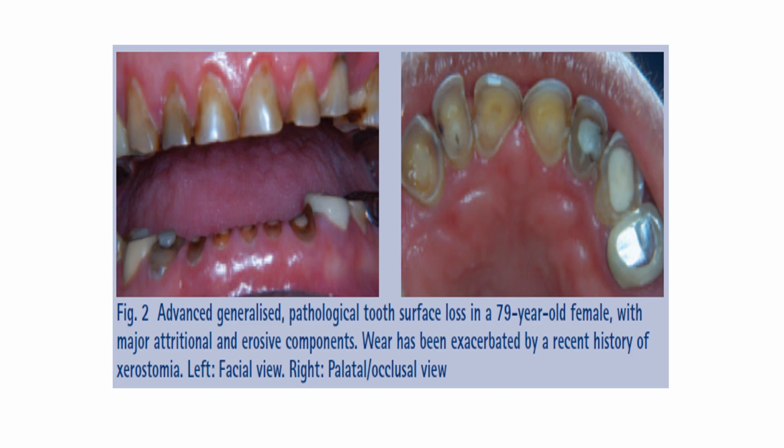This is the diagram which shows the different types of erosion cavities. So that is advanced generalized pathological tooth surface loss in a 79-year-old female with major attritional and erosive components, which has been exacerbated by the recent history of xerostomia. So this patient is suffering from xerostomia and all the surfaces are destroyed, and you can see a thin area of enamel around the gingival margin. That is the landmark of tooth erosion.